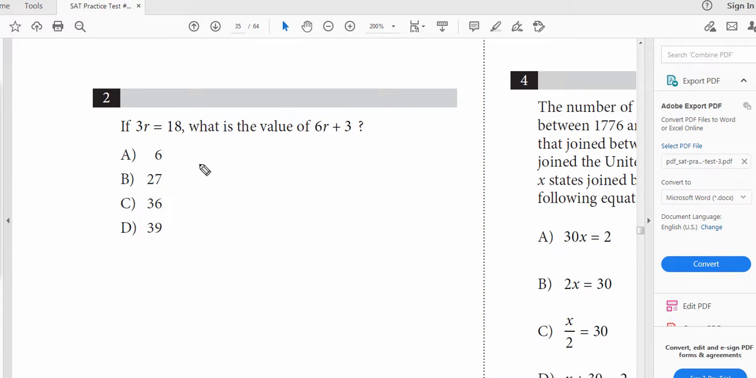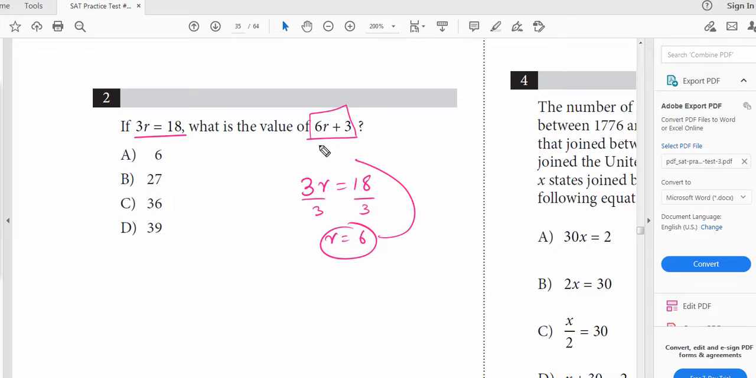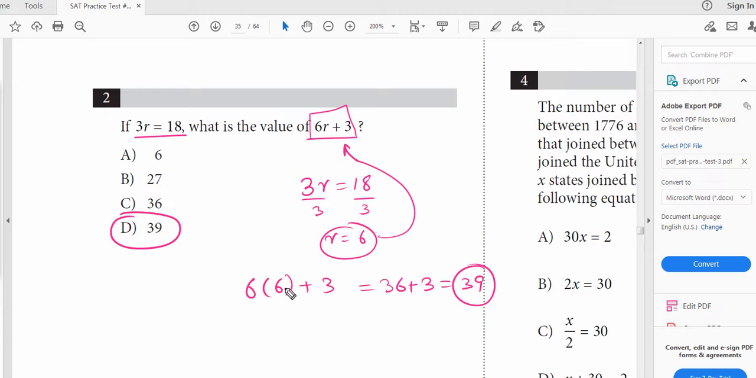Alright, so let's see this question number 2. It says if 3r is equal to 18, then what is the value of 6r plus 3? So we have to find out the value of this expression. For this one we have to work out the value of r first of all. So 3r is equal to 18. So we'll divide both sides by 3 and we'll get r equals 6. Now we'll just insert this value of 6 into this expression, and 6r plus 3 will become 6 times 6 plus 3, that would be equal to 36 plus 3, that will be equal to 39. So our correct option will be option D, 39.